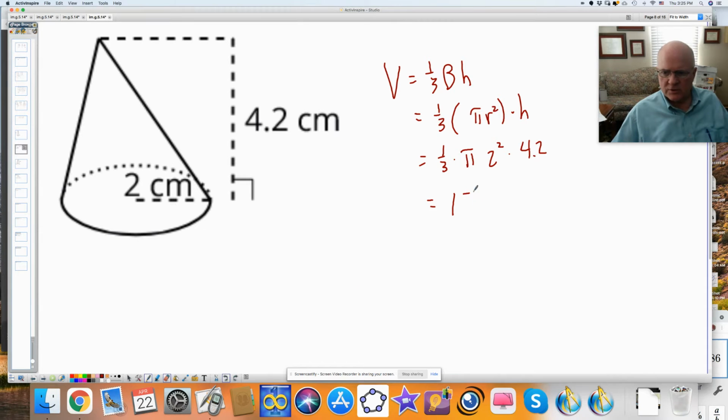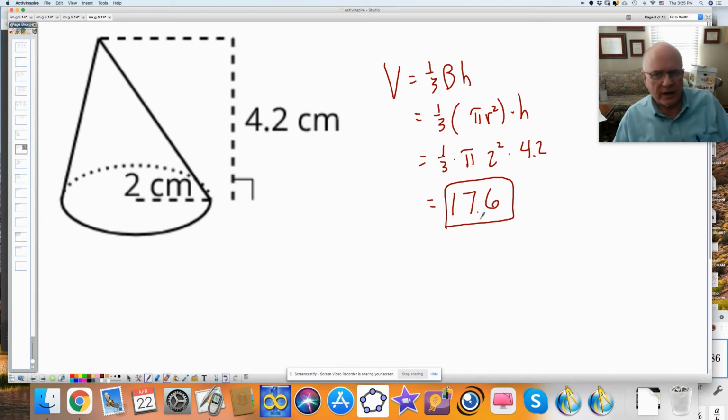When you plug the 17.6 into your Desmos, sure enough, it comes up correct. If you said 17.59, it would not be correct. You're supposed to round it to the nearest tenth.